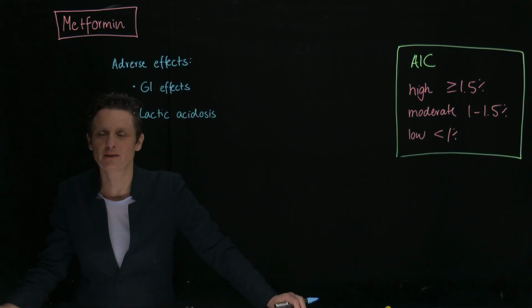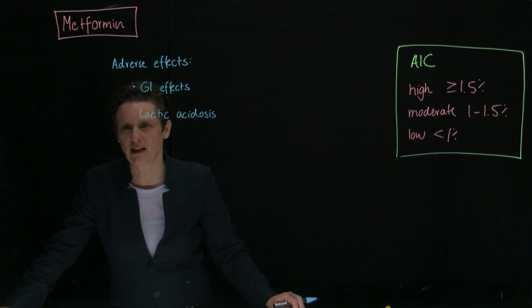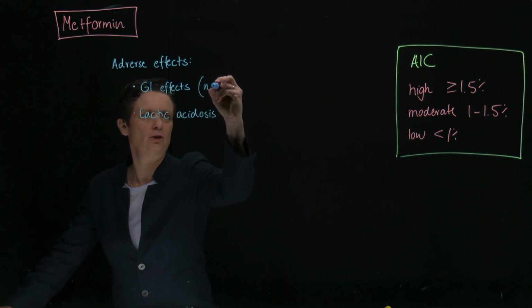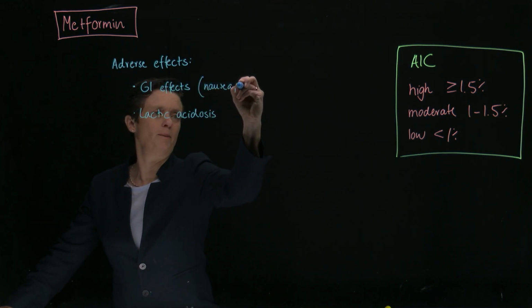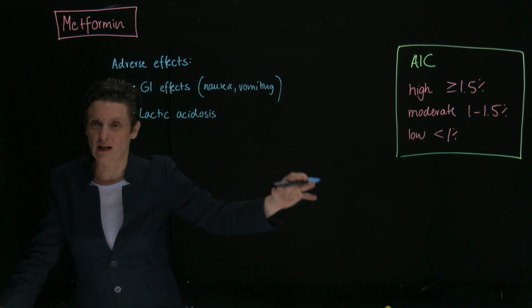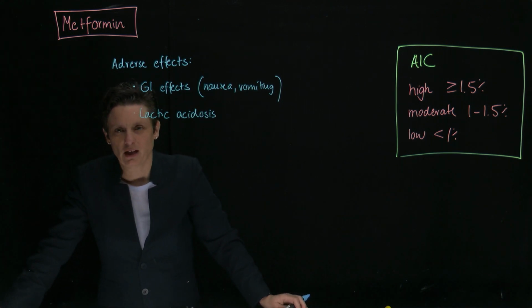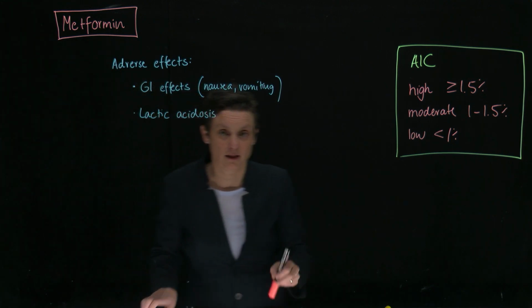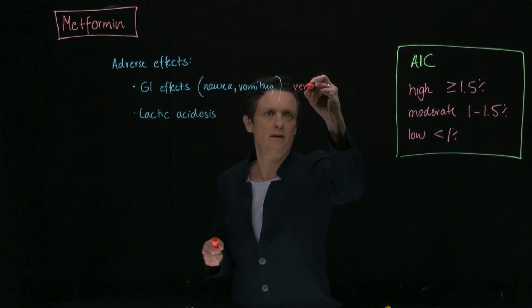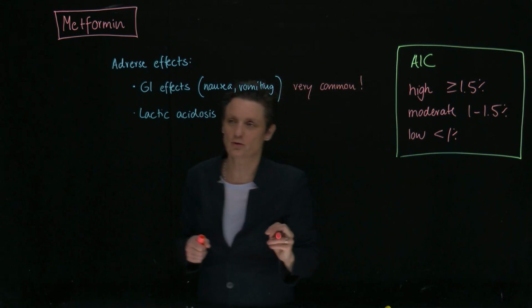So let's talk about the adverse effects of metformin. So metformin is a very well tolerated drug. It causes some GI discomfort, like you get nausea, vomiting. It's usually when you start metformin, and what you can do is just take it with food. Then the GI discomfort will get better. It's a very common adverse effect. Most people have some sort of GI adverse effects when they start this drug.